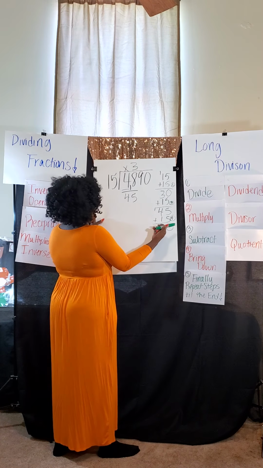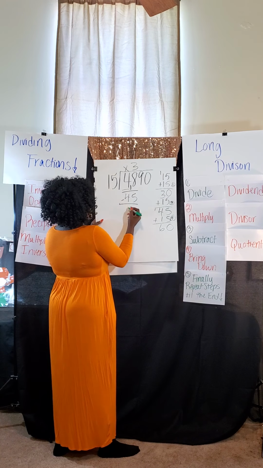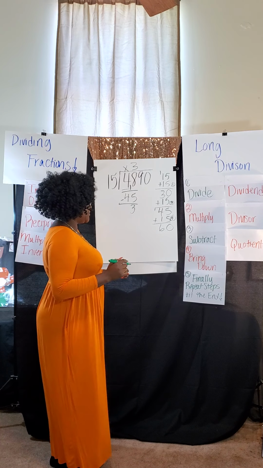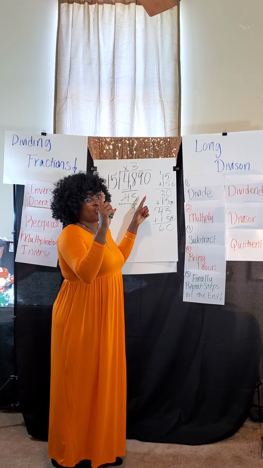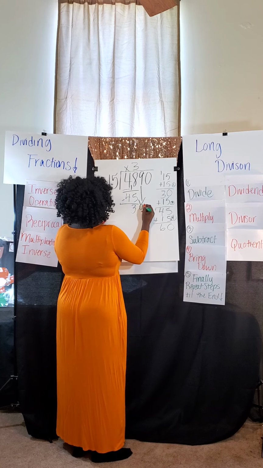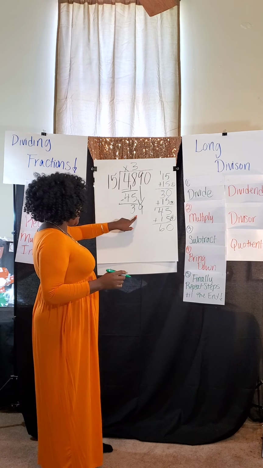Our next step after we multiply is to subtract. 48 take away 45 gives us 3. Our next step will be to bring down. Now, we're not bringing down both numbers, only one at a time. So we'll bring down the 9. Let's see how many times 15 can go into 39.